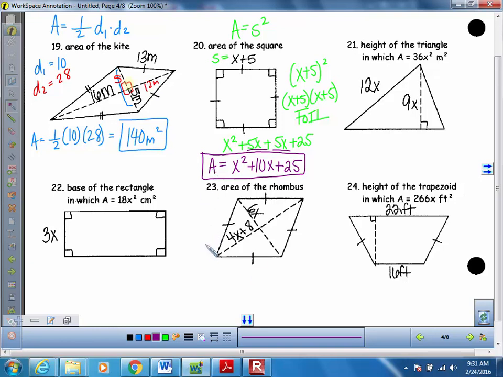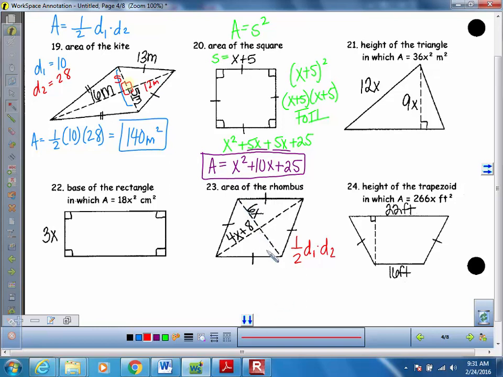Okay, let's try one more with variables. So let's look at 23. In 23, we're looking for the area of a rhombus. And so the formula for area of a rhombus, again, you see these diagonals down the center, so you know you're going to have to use your diagonals to solve. So that would be 1/2 times diagonal 1 times diagonal 2.